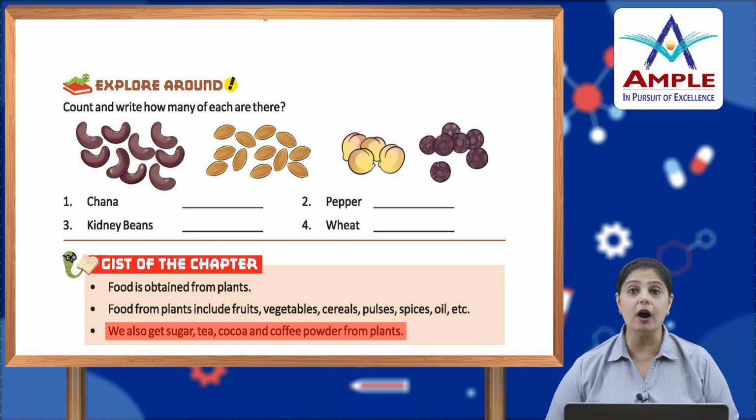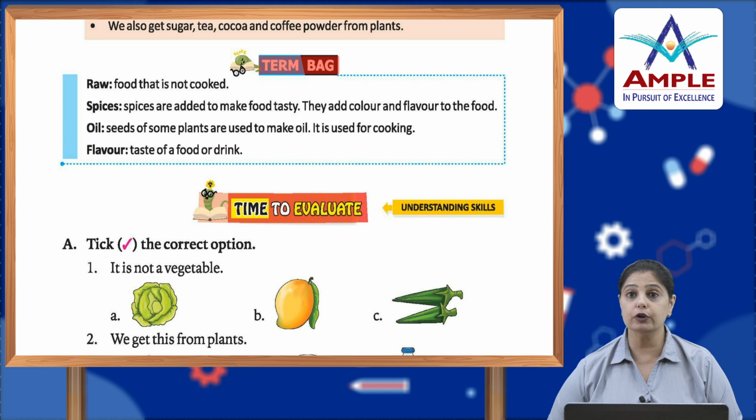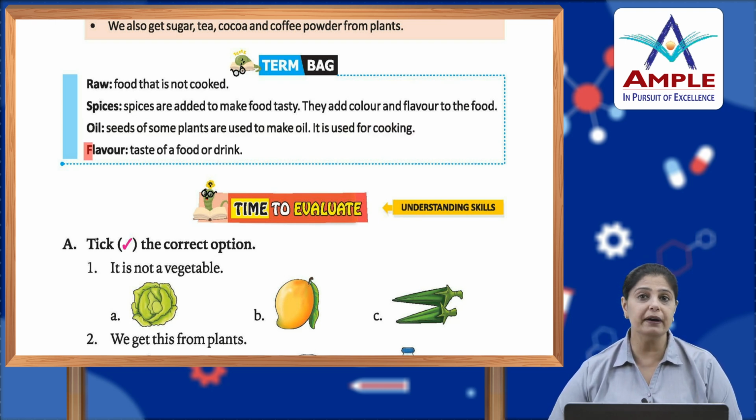Now, let's look at the new words that we have seen in this chapter in the term bag. Raw means food that is not cooked. Spices. What do spices do? They make our food tasty. They add color and flavor to the food. Oil. The seeds of some plants are used to make oil. They are crushed and from there the oils are made. It is used for cooking. Flavor. What do you mean by flavor? It means the taste of a food or drink.